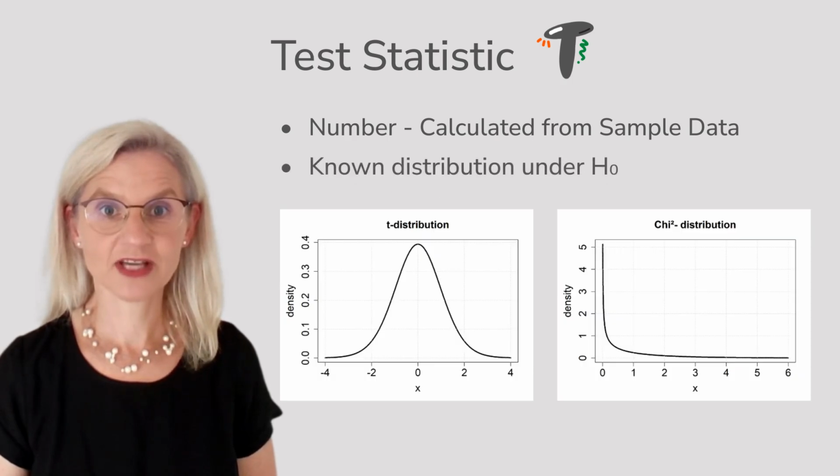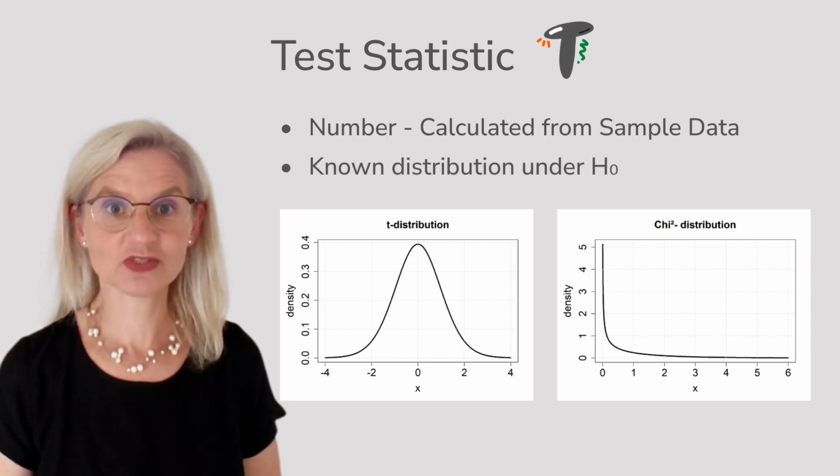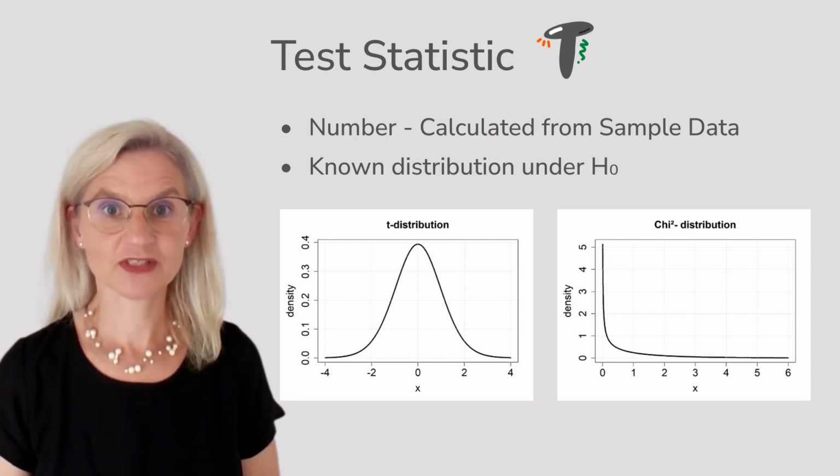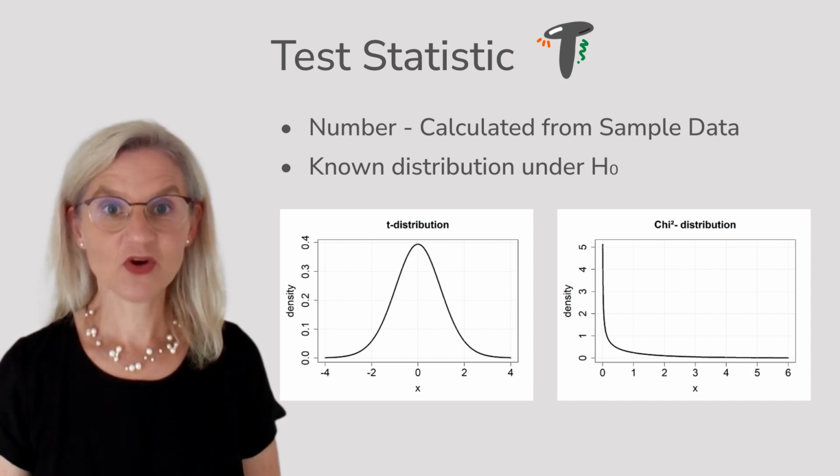Here you see two very common distributions of test statistics. On the left, the t-distribution, and on the right, the chi-squared distribution. They both show how the test statistic behaves if the null hypothesis is true. Together with the significance level we set in step 2 before the data collection, these distributions allow us to determine the so-called critical value, which helps us make the test decision.